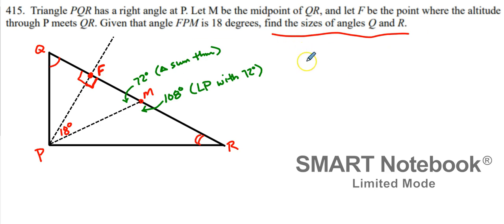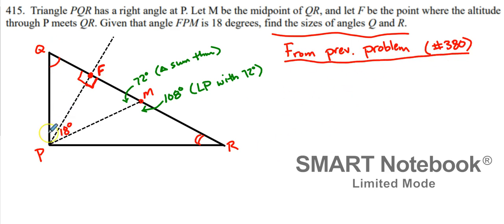So what we need to do from there is we need to use a consequence from a previous problem, what we showed from a previous problem. And this problem is number 380 in your problem set, in a previous problem set. So what we figured out basically is if you have a right triangle, which this is, that's a right triangle, M is the midpoint, so we know that this guy is congruent to QM.